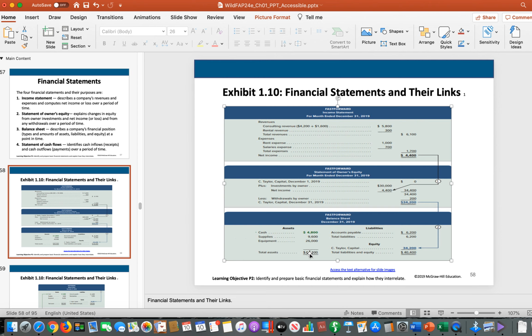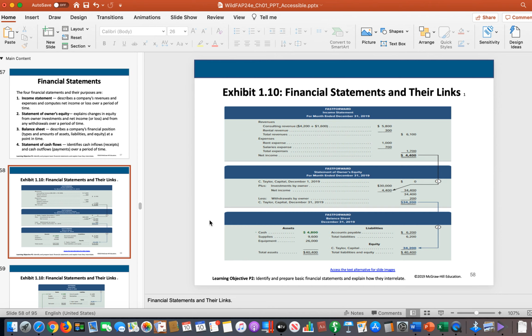And you see here, assets of $40,400 equals total liabilities and equity of $40,400. Now, I want you to know also a couple of other things. One, the income statement covers a period of time for the month ended December 31. So the income statement covers a month, a period of time of 1 month. So does the statement of owner's equity. But notice the balance sheet. It's a single day, December 31, not a period of time.